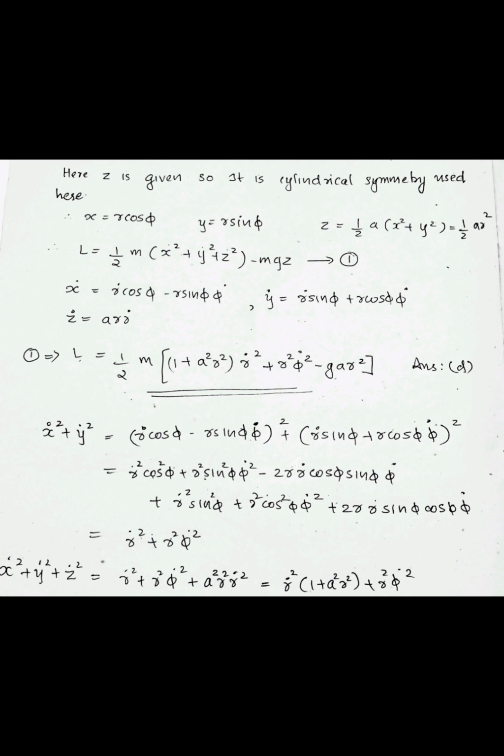So here we can calculate x dot as r dot cos phi minus r sin phi phi dot, and y dot is equal to r dot sin phi plus r cos phi phi dot, and z dot is equal to a r r dot. And equation 1 can be rewritten as L is equal to half m into (1 plus a square r square) r dot square plus r square phi dot square, minus m g a r square over 2.